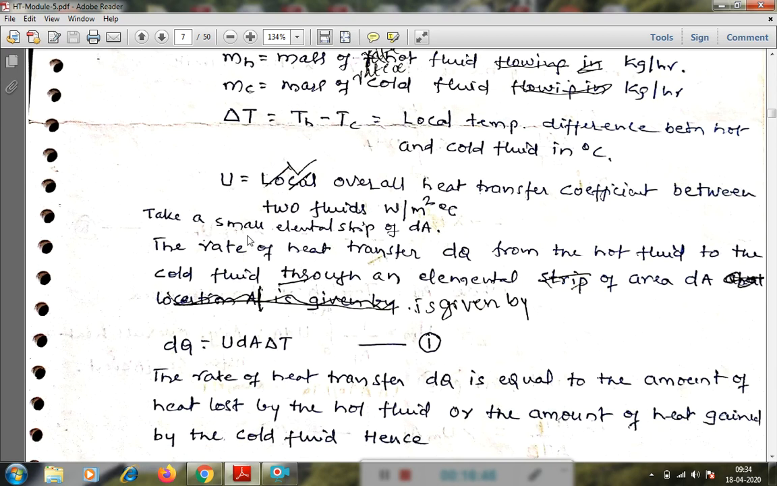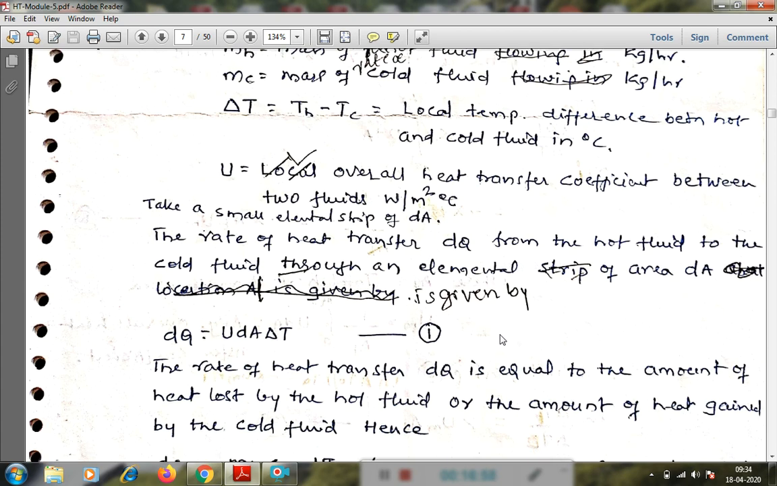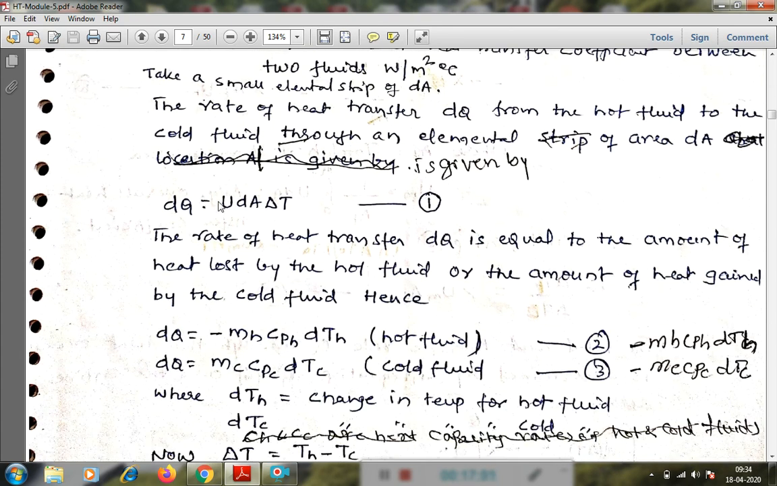Here we take a small elemental strip of area dA. The rate of heat transfer dQ from the hot fluid to the cold fluid through the elemental strip of area dA is given by dQ is equal to U dA delta T. We will take this as equation 1. This is the amount of heat transfer for the small elemental strip area. The rate of heat transfer dQ is equal to the amount of heat lost by the hot fluid or the amount of heat gained by the cold fluid.